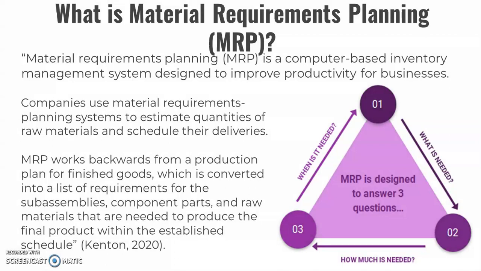But what is MRP? MRP is Material Requirements Planning, a computer-based inventory management system designed to improve productivity for businesses. It is designed to answer 3 questions: what is needed, how much is needed, and when is it needed? Companies need to manage the types and quantities of materials they purchase strategically, plan which products to manufacture and in what quantities, and ensure that they can meet current and future customer demand, all at the lowest possible costs.